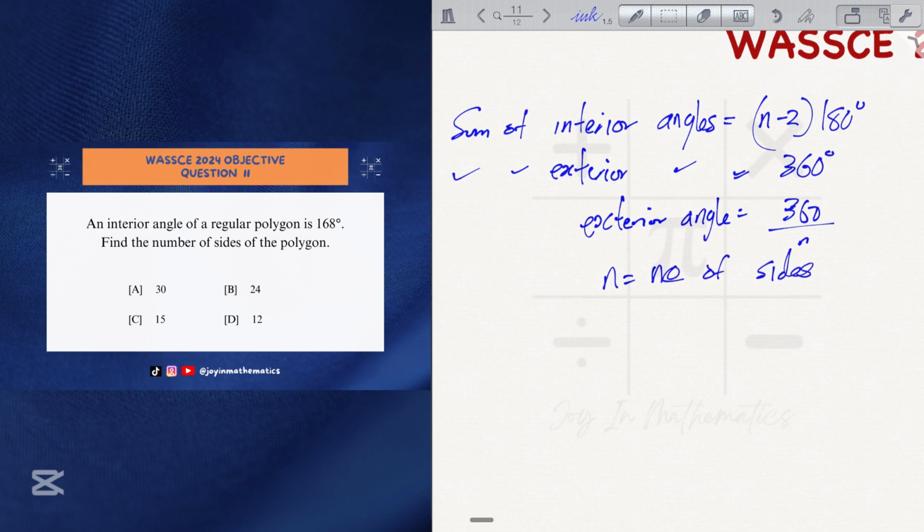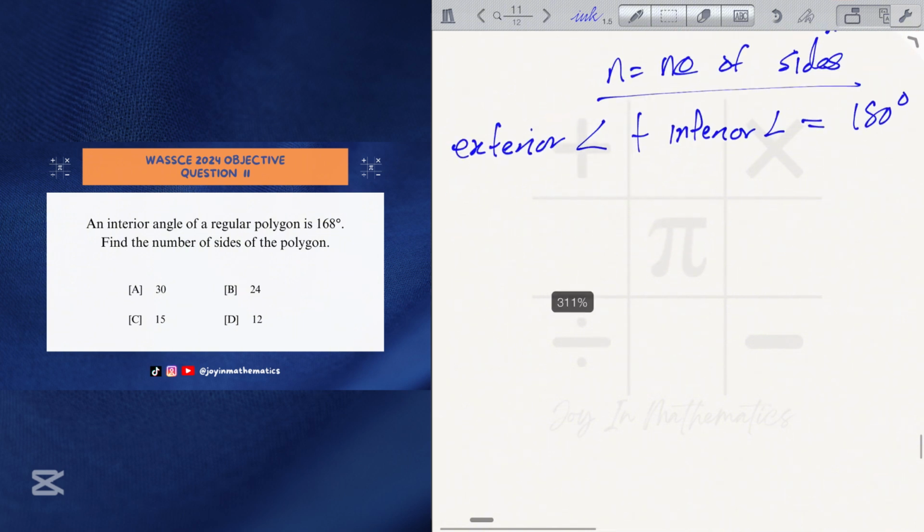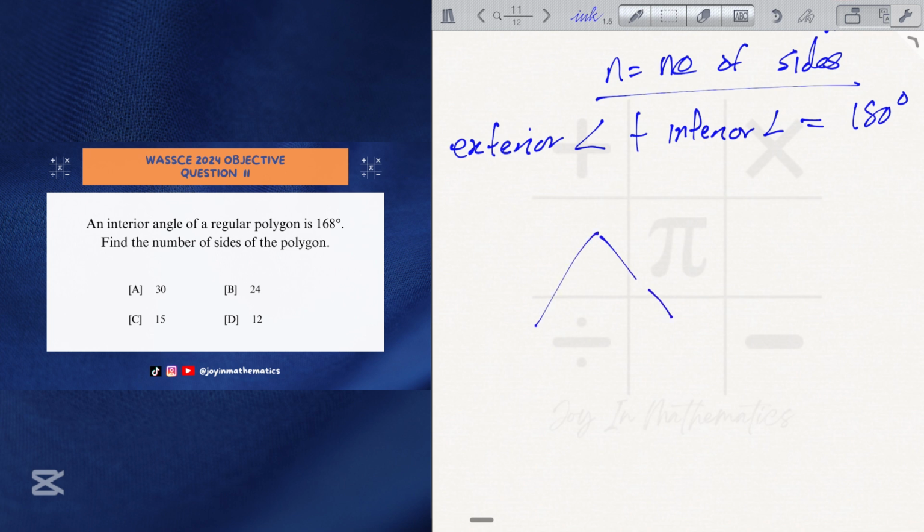Now we want to generate one principle that says exterior angle plus interior angle is equal to 180 degrees. How do we get about that? Let's draw a simple polygon. Let's say a pentagon.